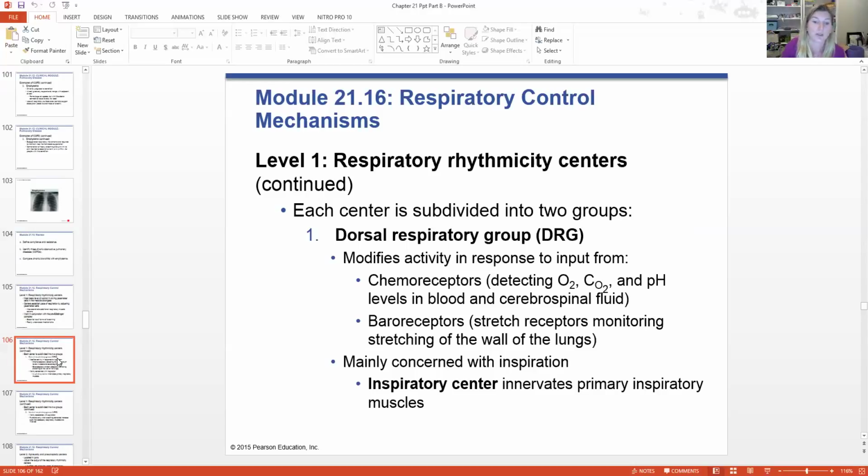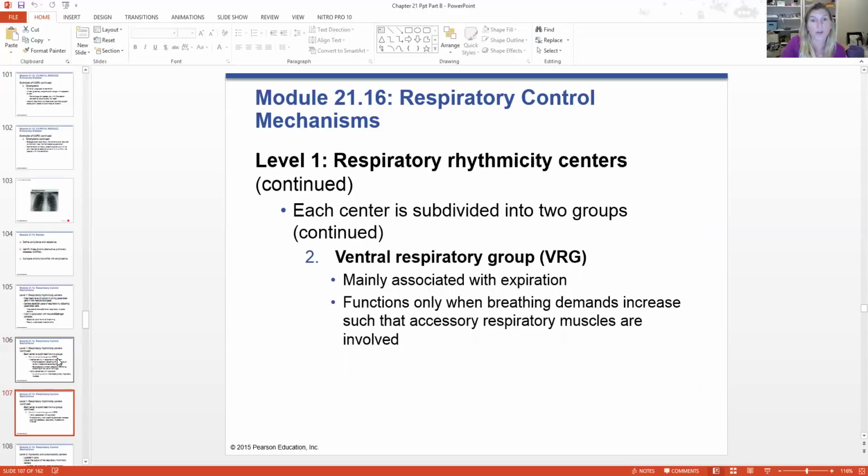It's mainly concerned with inspiration. The inspiratory center is located in this DRG. So this is controlling the diaphragm and our external intercostals. We also have the VRG. The VRG is mainly in control of our expiration, and it's also in control of our forced breathing. So when you're asked to take a deep breath, or when you're taking a deep breath voluntarily, this is your VRG taking over.